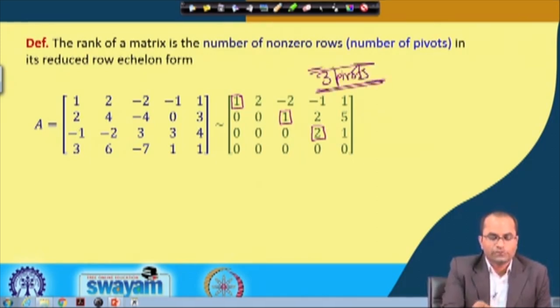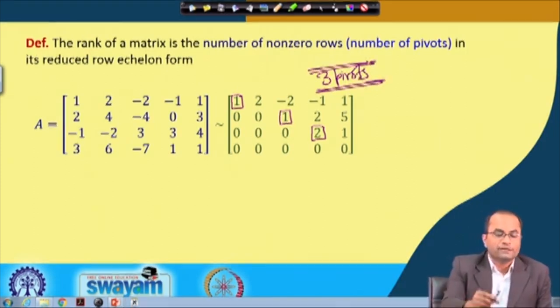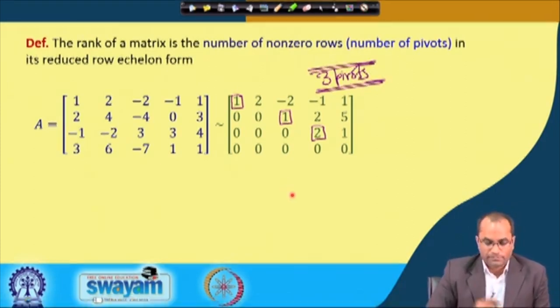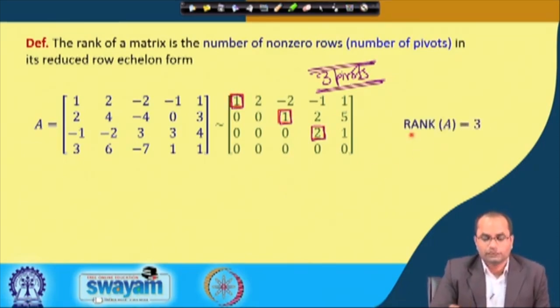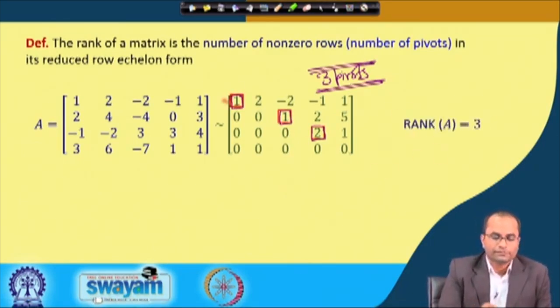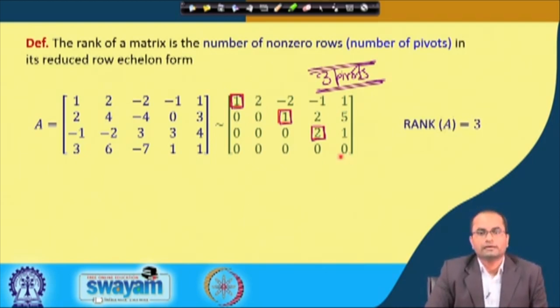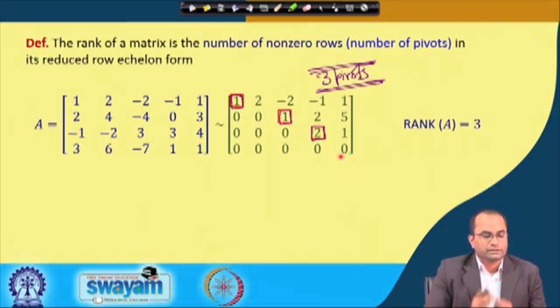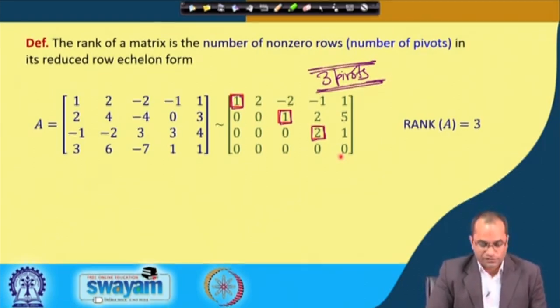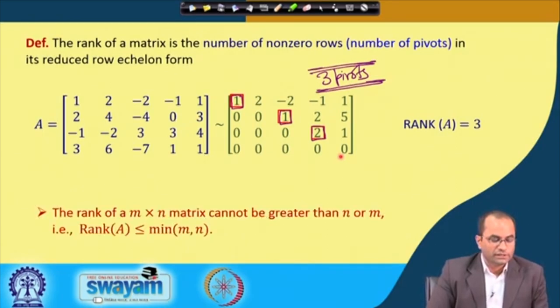in this row reduced echelon form, and therefore the rank of this matrix is 3. So there are 3 pivots, and the rank, as per the definition, is nothing but the number of pivots in a reduced row echelon form, which is 3 in this example.